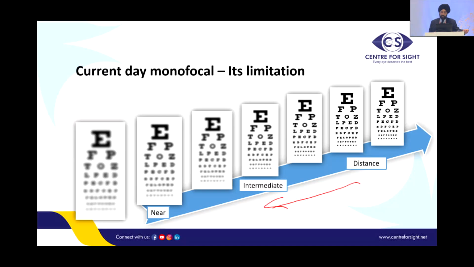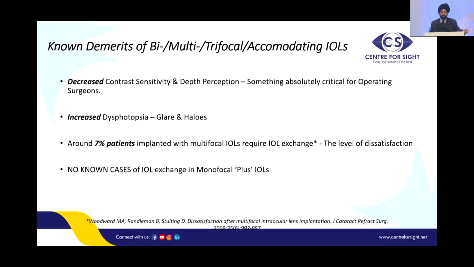Some patients who may have with-the-rule astigmatism in the cornea, etc., may have some intermediate vision, but by far distance vision quality is excellent, and the intermediate and near tend to fall down.